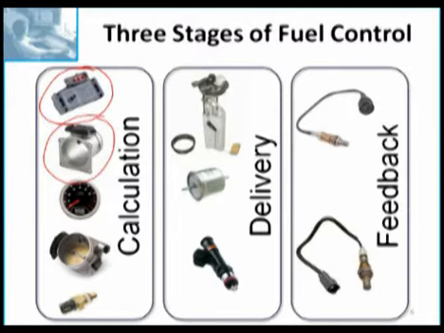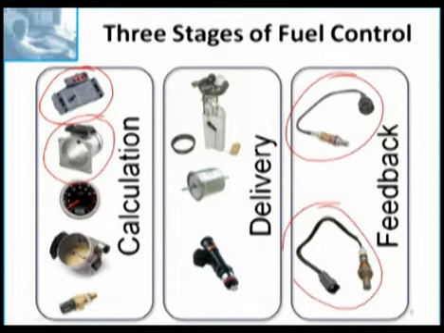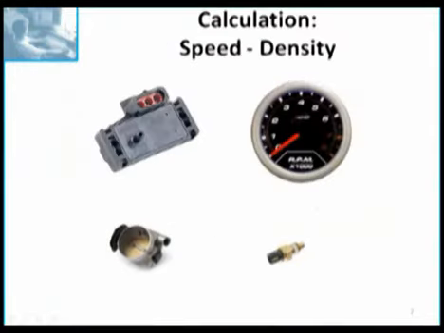And the final stage, of course, is feedback. And I've got two different sensors pictured here. The top one is an oxygen sensor, and the bottom one is an air fuel sensor. The air fuel sensor kind of throws us a curve when we're looking at fuel trim, because the data we see on our scan tools is going to be significantly different when we're dealing with an air fuel sensor.